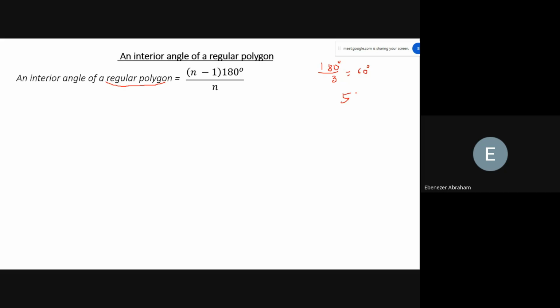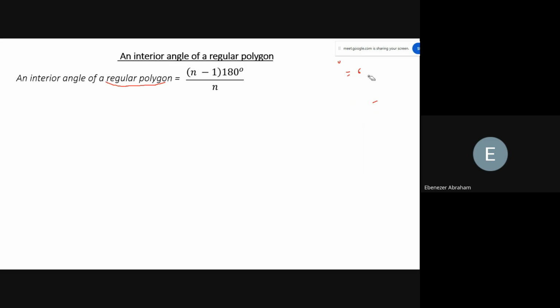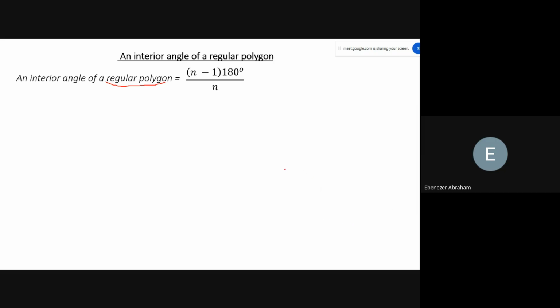So if it is a pentagon, then it has to be divided by 5. And then on and on you go. So with this formula, it will be about questions. As I said, we are not proving the formula. We are only applying the formula here. So let's look at the first example.